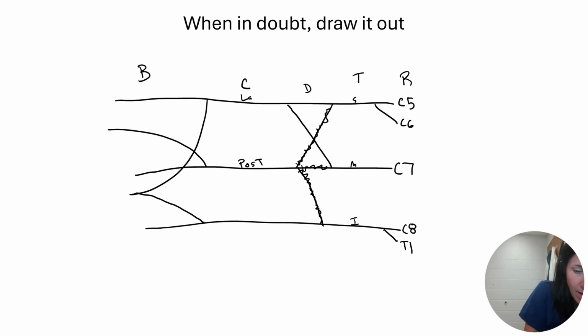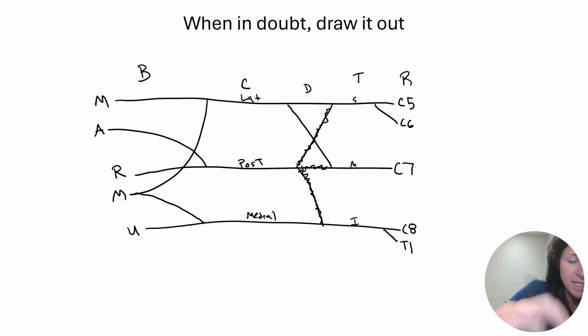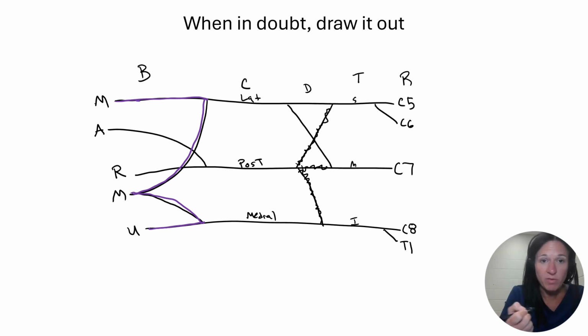So our cords, we have the lateral cord, posterior cord, and medial cord. Then of course our terminal branches, we have musculocutaneous, axillary, radial, median, and ulnar. So here we can see this nice M that we're going to be looking for in the lab when we do this dissection. We can see that axillary and radial are coming from the posterior cord. Posterior cord was formed from all 3 posterior divisions.